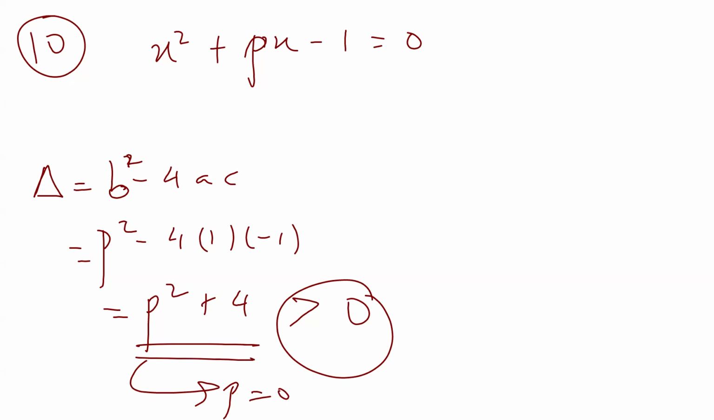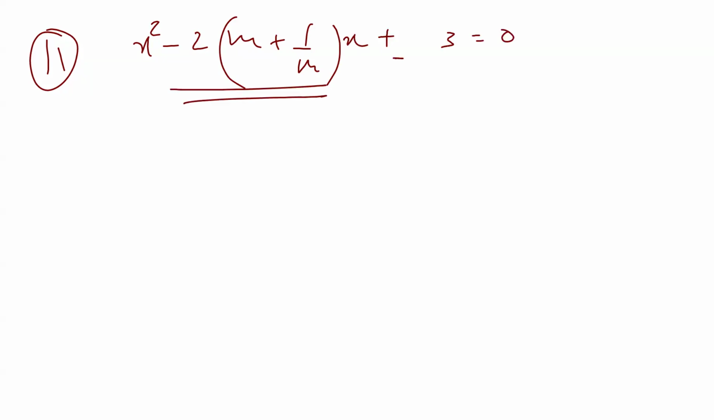Yeah, that was question number 10. Let's go to question number 11. So x square minus 2m plus 1 upon m into x plus 3 equal to 0. So a is 1, b is this entire thing, and this is c. A is 1 over here. Show that the roots are real for all real values of m.